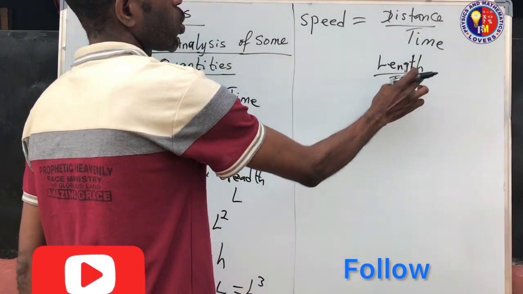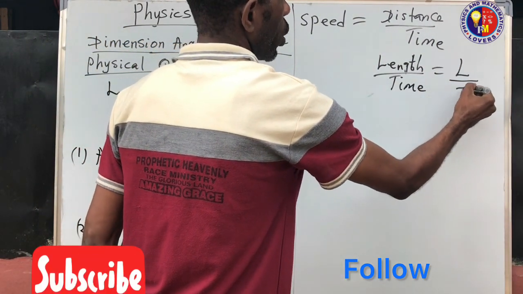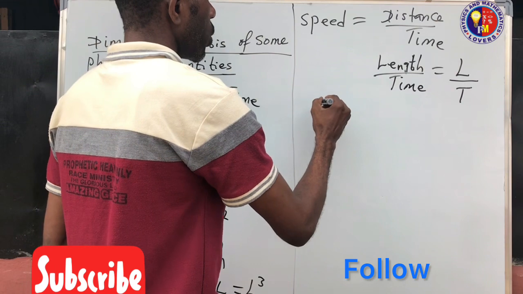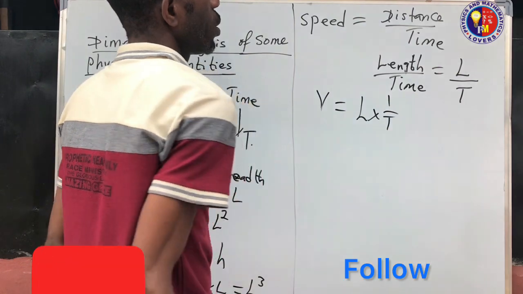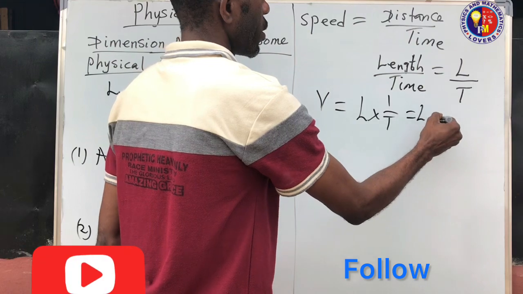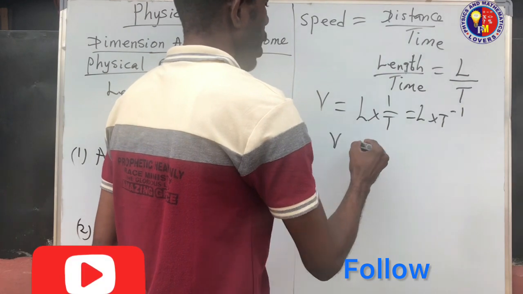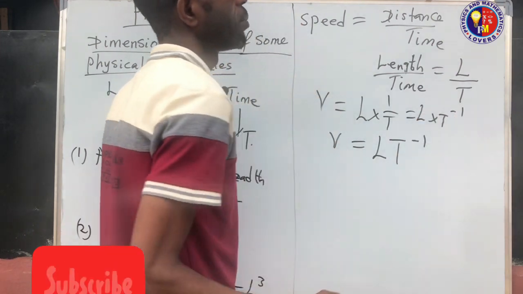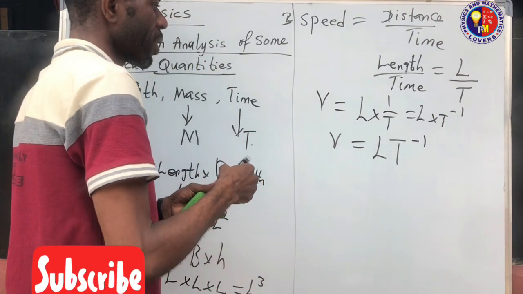We already know the dimension of length as L. Then that of time, we call it T. So the dimension of speed will be equal to L times 1 over T. When you see 1 over any quantity, it becomes that quantity raised to power minus 1. So L times T raised to power minus 1. So the dimension of speed is equal to L T minus 1. That is number 3.